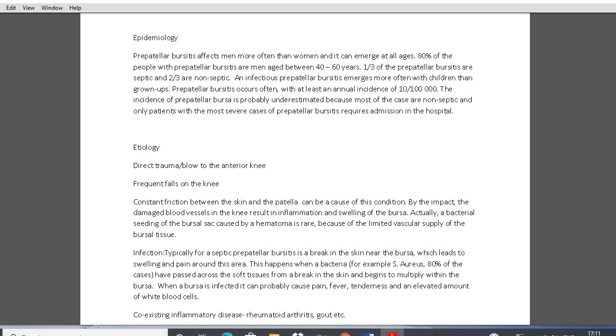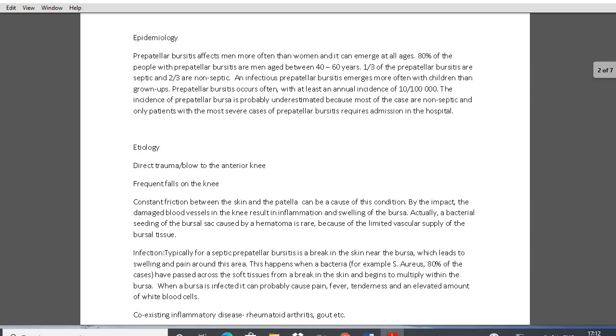If you look at the epidemiology, it affects men more than women, and it can emerge at all ages. 80% of the people with prepatellar bursitis are aged between 40 and 60. One-third of prepatellar bursitis cases are septic and two-thirds are non-septic. Infectious prepatellar bursitis emerges more often in children than in grown-ups. Prepatellar bursitis has an annual incidence of at least 10 per 1 lakh. The incidence is probably underestimated because most cases are non-septic, and only patients with more severe cases require admission to the hospital.